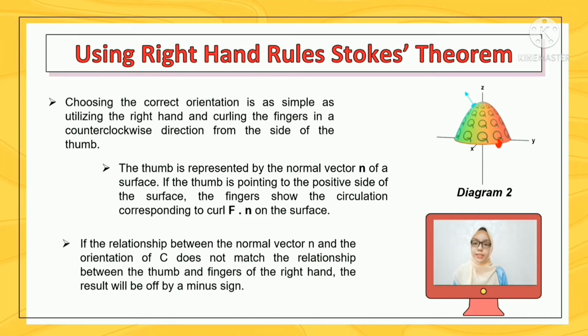Okay, next we go to using the right-hand rule with Stokes theorem. Firstly, choosing the correct orientation is as simple as using the right hand and curling the fingers in a counterclockwise direction from the side of the thumb. The thumb represents the normal vector n of a surface. If the thumb is pointing to the positive side of the surface, the fingers show the circulation corresponding to the curl of the vector F dot the vector n on the surface. If the relationship between the normal vector n and the orientation of C does not match the relationship between the thumb and the fingers of the right hand, the result will have a minus sign.